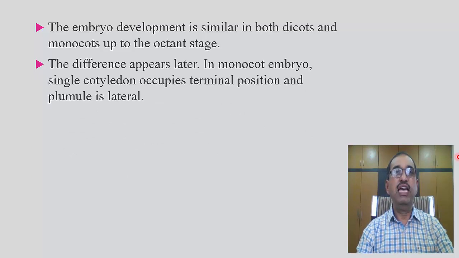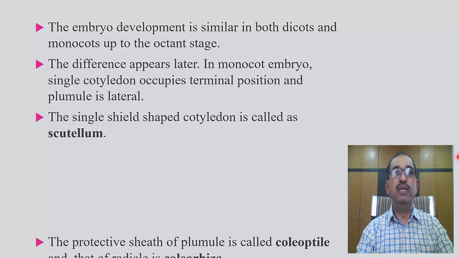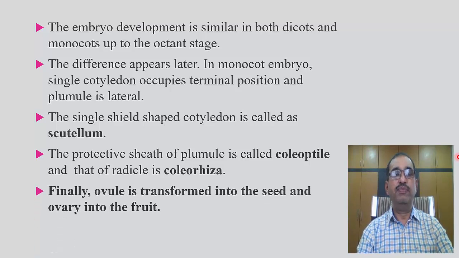The difference appears later. In the monocot embryo, a single cotyledon occupies a terminal position and the plumule is lateral. The single shield-shaped cotyledon is called scutellum. The protective sheath of the plumule is called coleoptile and that of the radicle is called coleorhiza. Finally, the ovule is transformed into seed and the ovary into fruit.